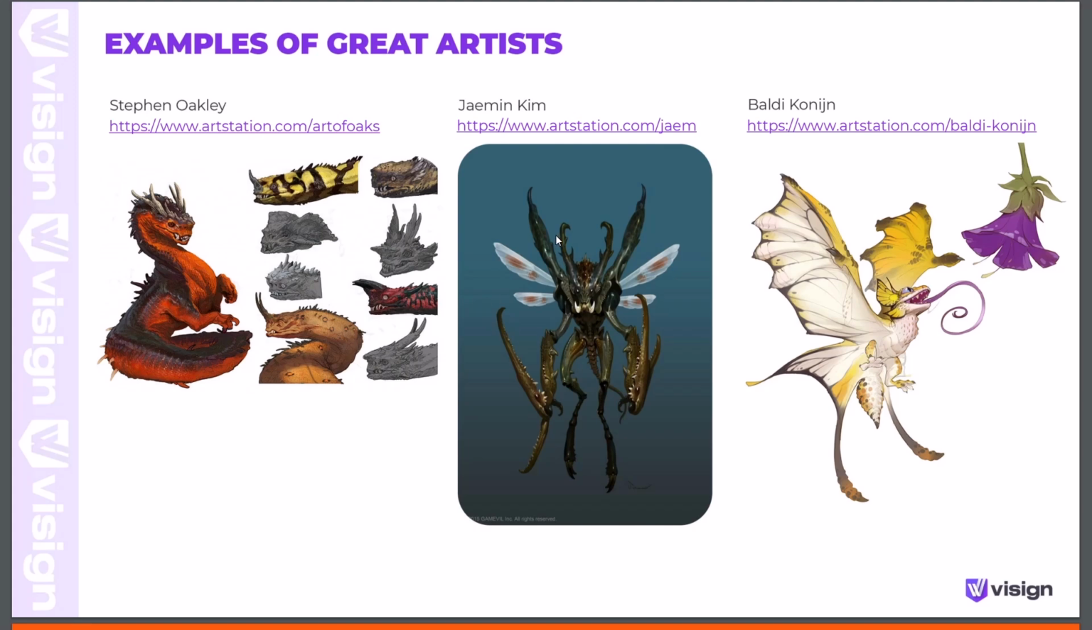Yemin Kim, he's another one. I think he's great. He's kind of a mix of stylized and realism. And he does a lot of these cool insect creatures, both more animal-like and others that are more humanoid. And then you have Baldy Conan, and he's definitely leaning more towards stylized. He has more than just creatures. He has characters and props and environments, but he definitely does creatures too. So I recommend checking him out. Look through his portfolio. It's awesome stuff there. I highly recommend checking it out.